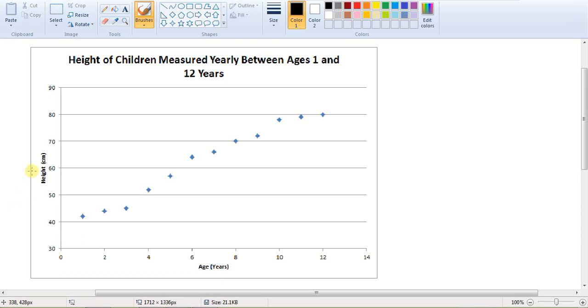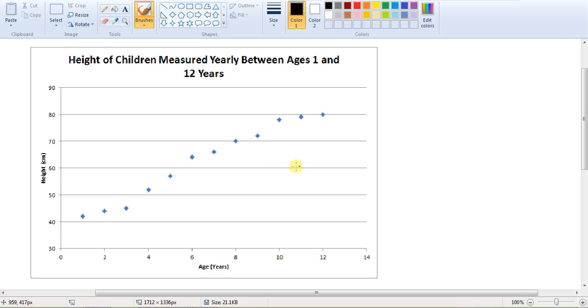Next, look at the y-axis title here, and that's height, and we can see the units are in centimeters. So again, I don't need to write units after each of my numbers. When I'm labeling the scale there, I just need to label it once, centimeters, and then I know that all of these numbers are in centimeters.